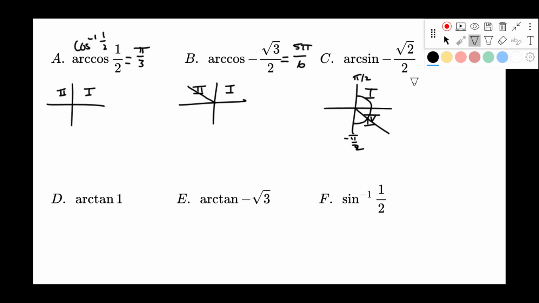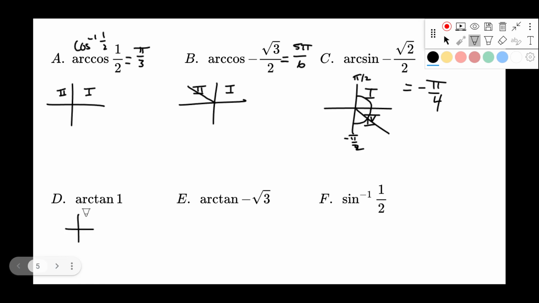So instead of calling it 7 pi over 4, I'm going to call it negative pi over 4. And that's my answer. Okay, so if you're working in quadrant 4, you need to give the answer as the negative reference angle. All right, negative reference angle. Okay, letter D, arctan of 1.